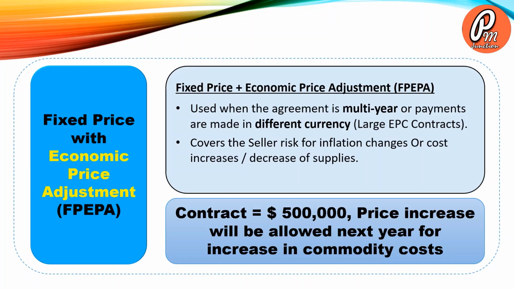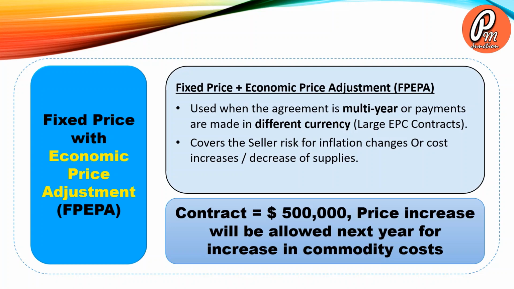The next contract is fixed price with economic price adjustment. This type of contract is used when the agreement is multi-year or the payments are made in different currencies. Mostly all large EPC contracts fall under this category, whether it is a refinery project or a power project or any other project. It covers the seller risk for inflation changes or the cost increase or decrease of supplies.